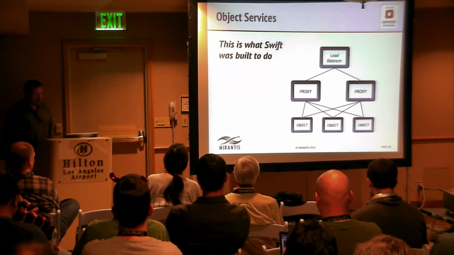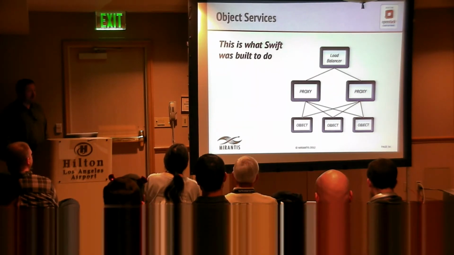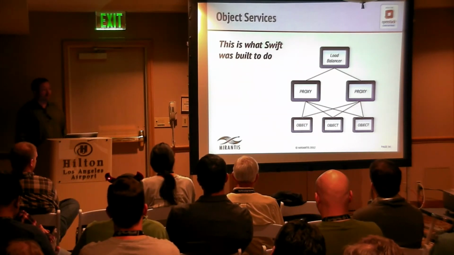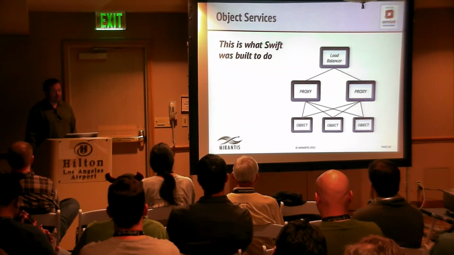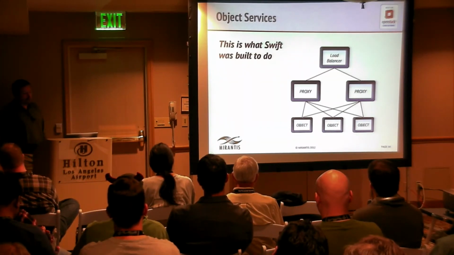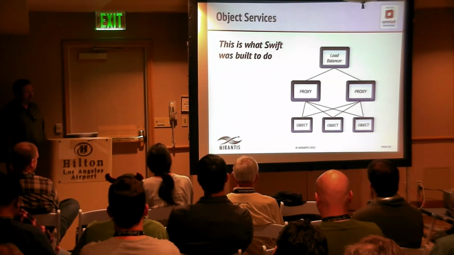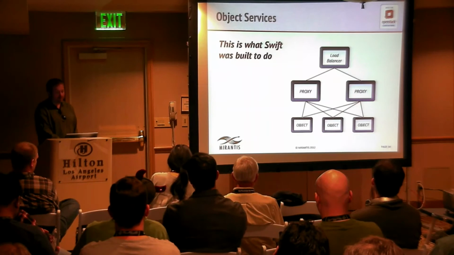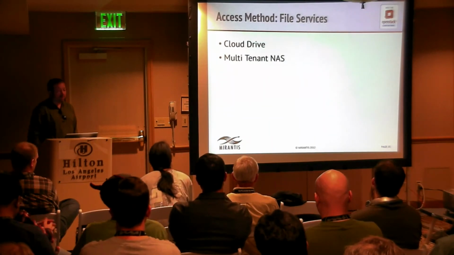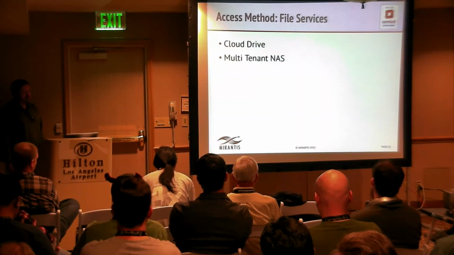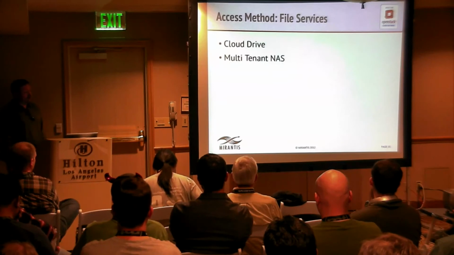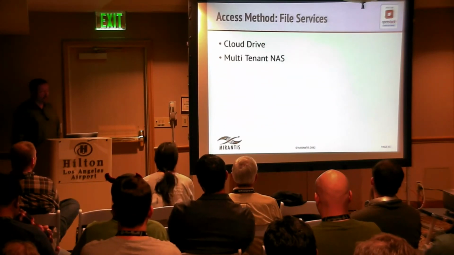Okay. Object services. Well, OpenStack Swift or some of its replacements, such as Ceph or Gluster UFO, can deliver object storage services. With Swift, you typically put it behind a load balancer that load balances some number of proxies that interface to a number of object servers behind it. Now, what can you do with the object store? Well, some of the typical uses are either a cloud drive or a multi-tenant NAS.